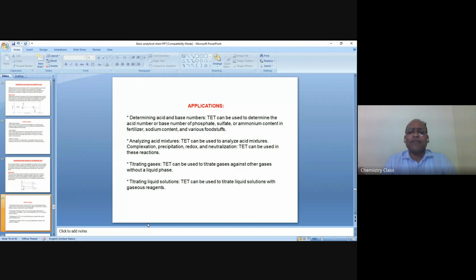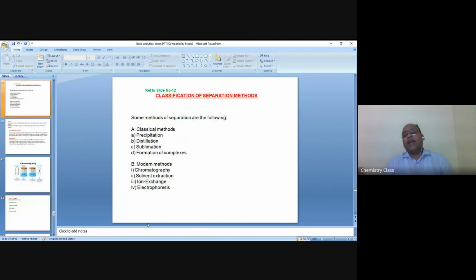Analyzing acid mixtures: TET can be used to analyze acid mixtures. Complexation, precipitation, redox, and neutralization: TET can be used in these reactions also. Titrating gases: TET can be used to titrate gases against other gases without a liquid phase. This is an interesting one. Titrating liquid solutions: TET can be used to titrate liquid solutions with a gaseous reagent. These two are interesting things where TET can help.